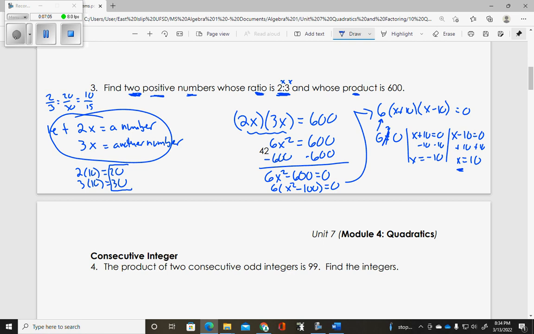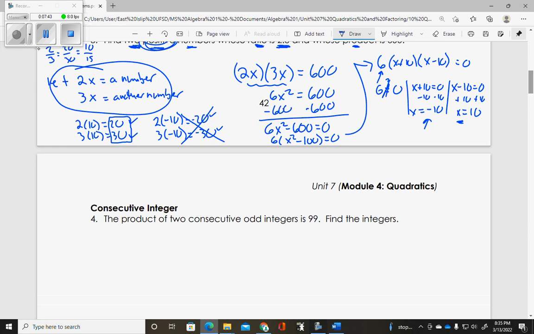So those are my two positive answers. Now I'm hoping some of you are thinking, well, Mrs. Stans, what about when x is a negative 10? X does equal negative 10. If I put in a negative 10, I get negative 20. And if I put in a negative 10 into the second, let's see, I get a negative 30. But it asks me for two positive numbers. So these are two answers that I actually don't use to solve this problem. So I'm not going to use those answers. I'm just going to use the two positive answers.